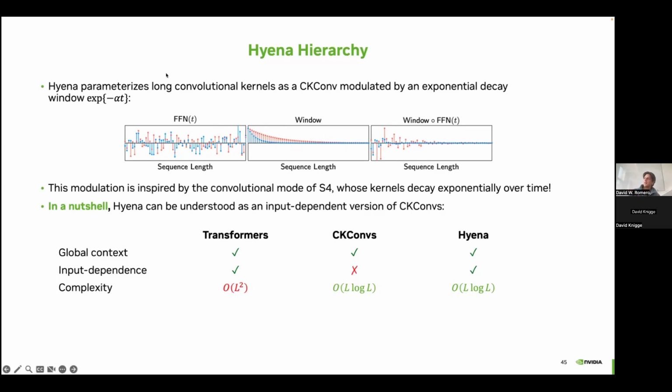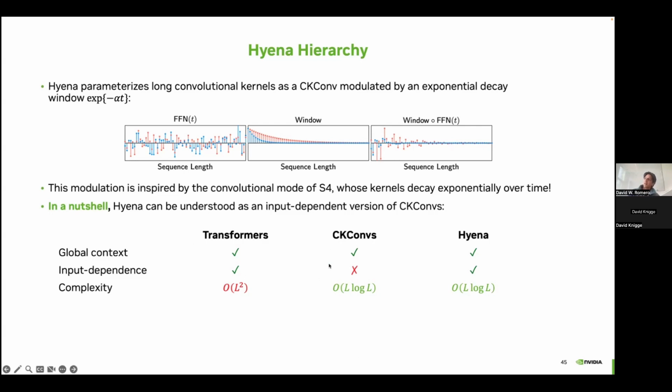So that's why it's important to have that clear here. And so what we have is, if we do a comparison between transformers, CKConv, and Hyena, in terms of global context, all of them have the same property. They can model global context.